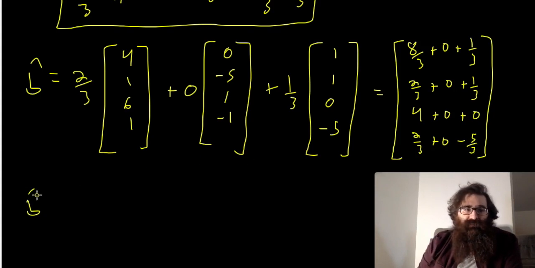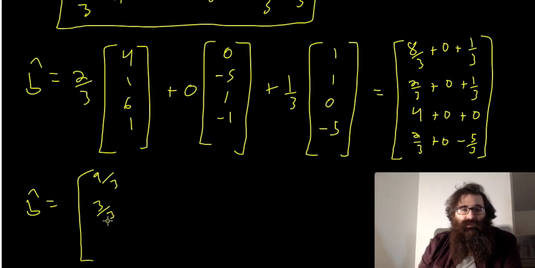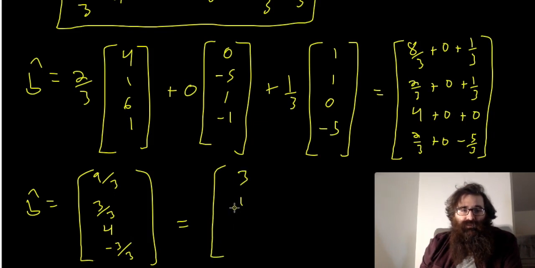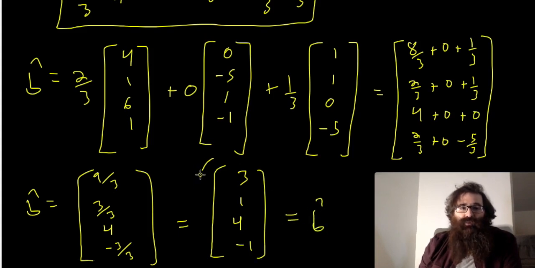So what's this going to give me? Keep going with it. 8/3 plus 1/3 gives me 9/3. You know what to say about that. 2/3 plus 1/3 gives me 3/3. You got it. 4 plus 0 gives me 4. And then 2/3 minus 5/3 is negative 3/3. So let's just call it what it is. 9/3 is 3, 3/3 is 1, 4 is 4, negative 3/3 is negative 1. So this is my orthogonal projection vector b hat.